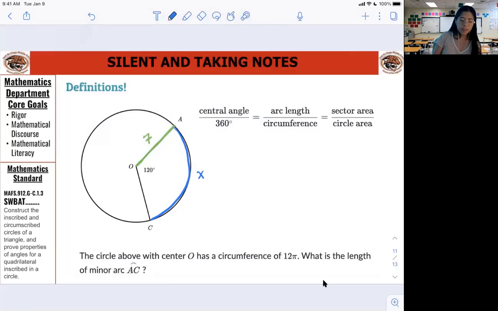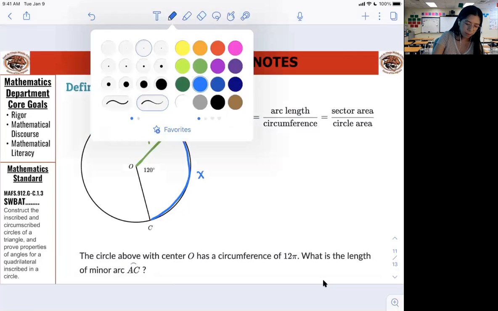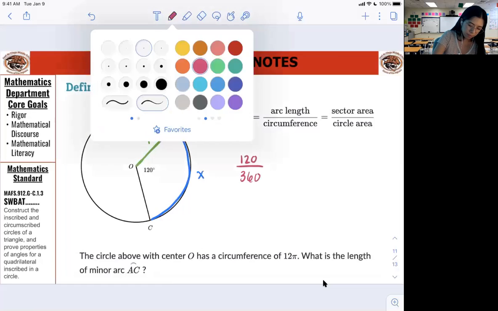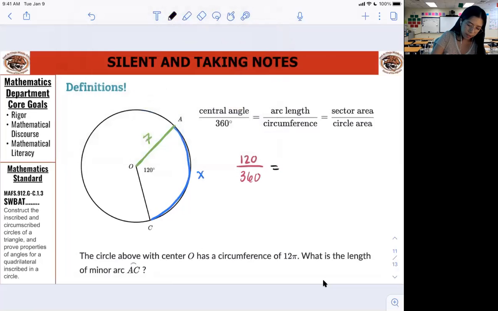So let's start this the same way. How would I start my proportion? 12 over 3, 120 over 360. And on the other hand, we have the arc length, so that's x, over, what would need to go there? Is 7 the circumference? No, that's the radius. So we need to know the circumference. Well, can I figure it out?